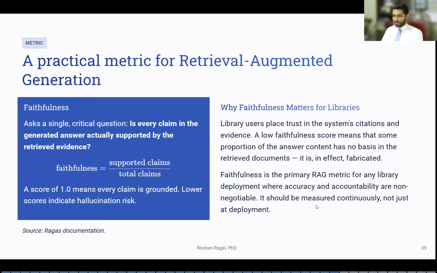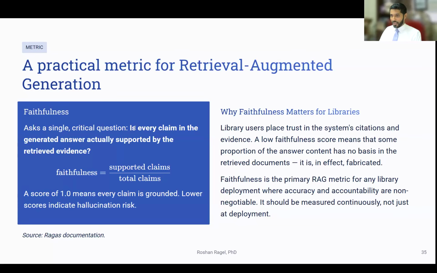One is known as the faithfulness metric. You can see the equation. It's a very simple one: supported claims over total claims. If supported claims versus total claims is 100%, or 1, then we know that every document is trusted. Therefore, it's a faithful system, and anything lower is not so good.